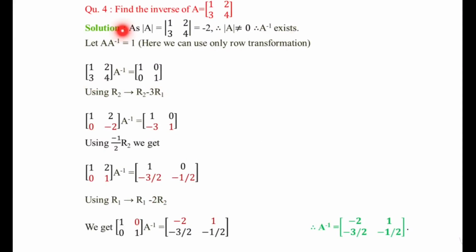Question number 4. Find the inverse of A, where matrix A is of order 2 by 2. So first we find the determinant of A. We get -2, which is not equal to 0. That means the inverse of this matrix exists. So we write A inverse into A equals I, or A into A inverse equals I. Here we can use only row transformation. So you can use column transformation here also.